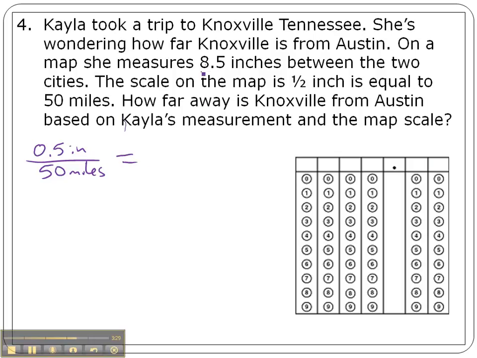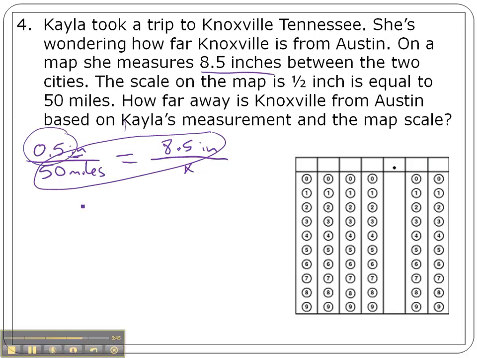Well, her measurement is that they are 8.5 inches apart, and since I wrote my units in my rate, I know to put 8.5 inches in my numerator, and we're going to figure out how many miles apart they are. That's our unknown, that's x. Once again, bat and ball. 8.5 times 50 divided by the ball. 50 times 8.5 divided by 0.5. 8.5 times 50.